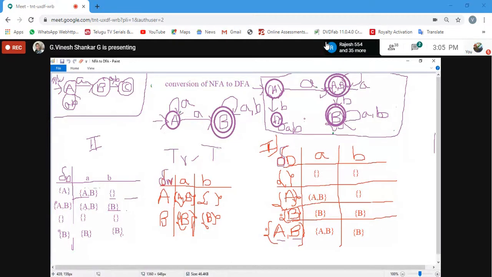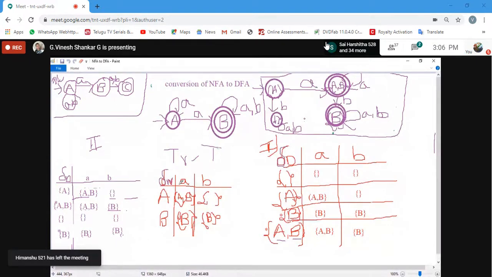A to B, I am not having any transition from A with input symbol B. So that's why I'm writing empty. Nothing means null I'm writing. Then B to A, comma B is B only. So this is the transition table of NFA. By taking the help of this transition table of NFA, we are going to draw the transition table of DFA.